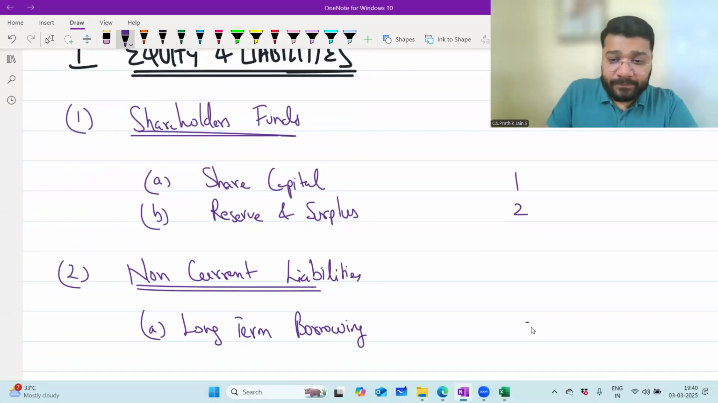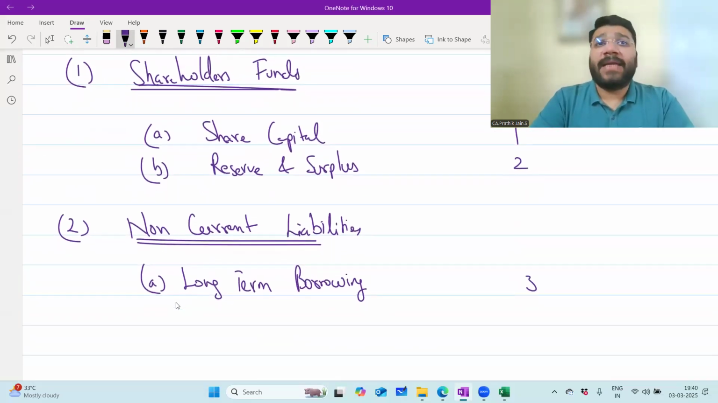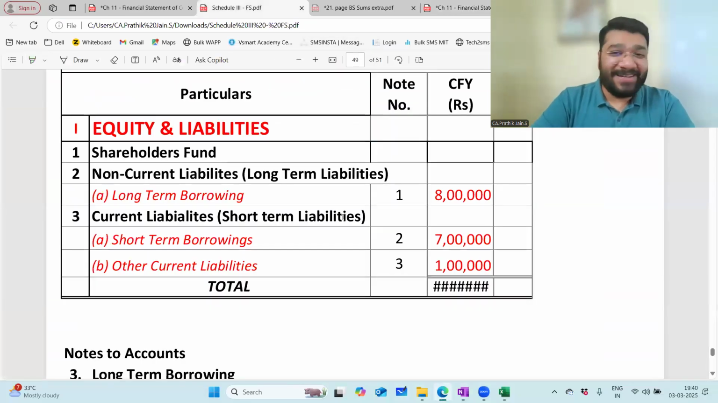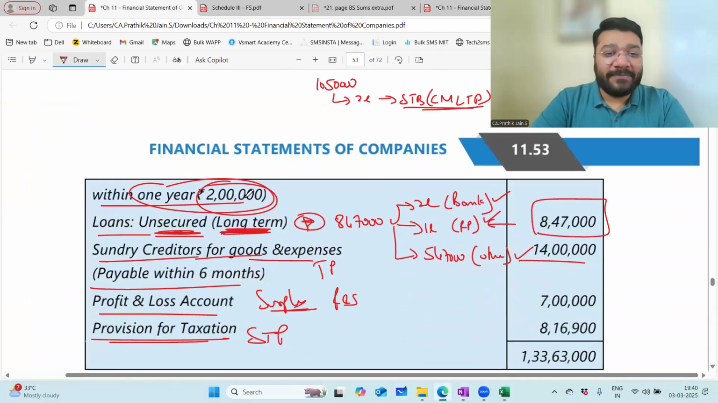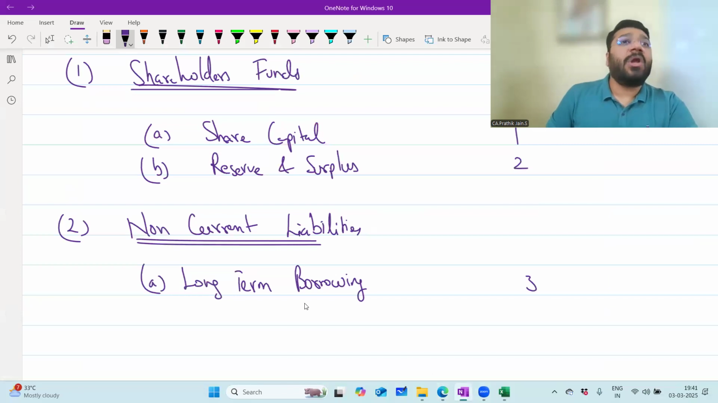Note 3. B is deferred tax liability net. It's not there, leave it. Next is other non-current liabilities. Do you have anything in other non-current liabilities? Sorry, other long-term liabilities. Is there any? Not there. Fourth one is long-term provision. Is there any long-term provision? Not there.